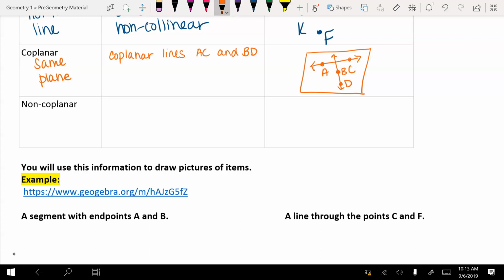So as you're checking your answers with the answer key today, please know that not all of the possible solutions are listed. And if you want me to look at it and check for you to see if your answer would be correct, just let me know. Okay? So what does non-coplanar mean? Not in the same plane. And remember, I'll be giving you the words, you just have to draw the picture.